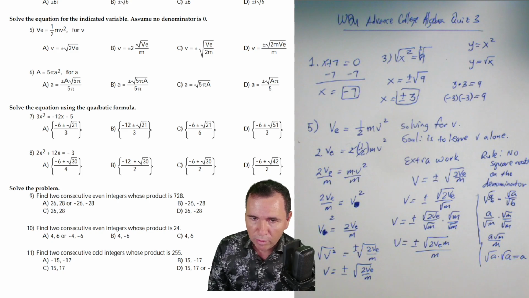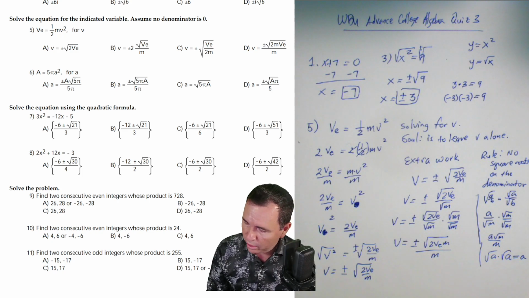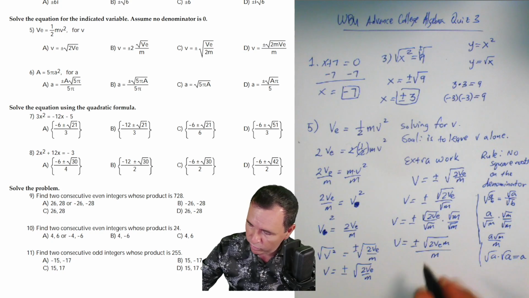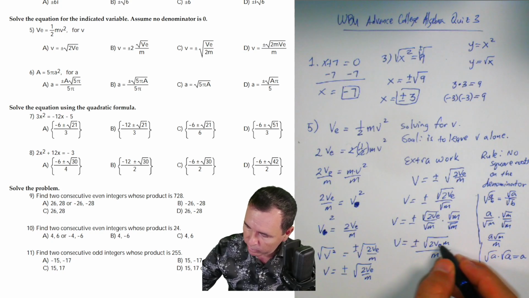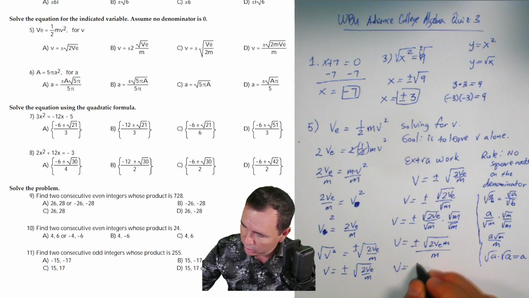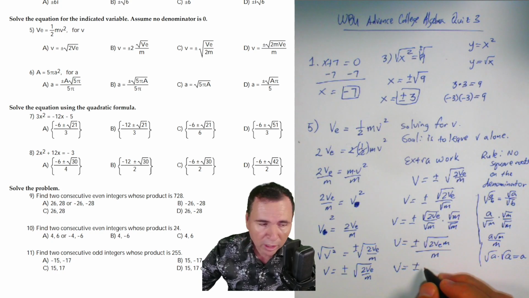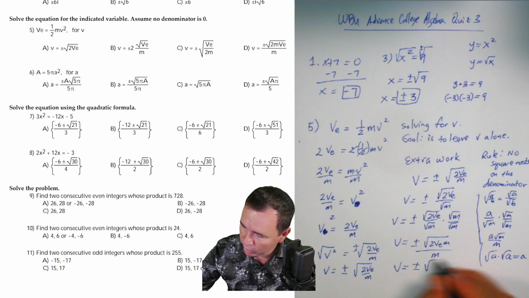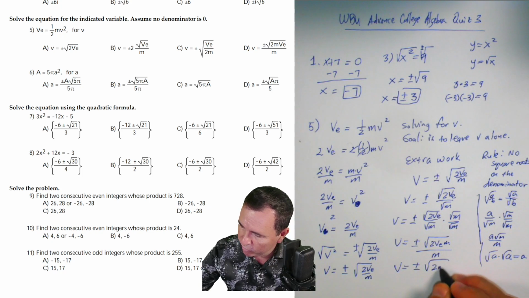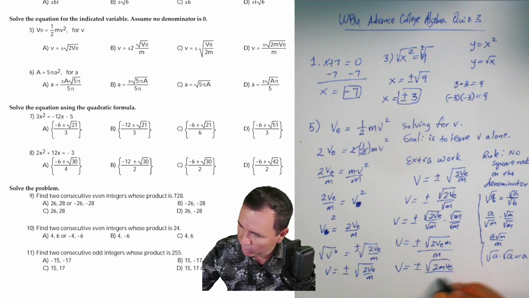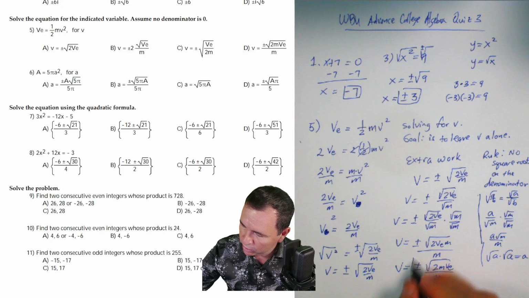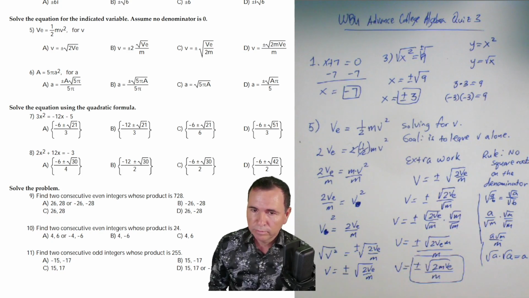And notice now it looks like the answer choice D. The only thing is they reversed. Multiplication is commutative. That means that 3 times 4 is the same thing as 4 times 3. So you can rewrite this as 2MVE over M. Final answer. Answer choice D.